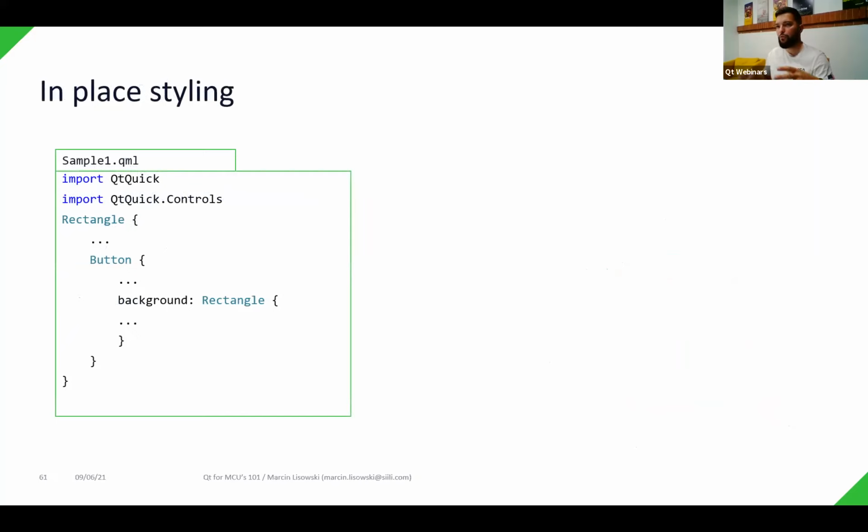And let's look also at some examples. So this is how the in-place styling would look like. You have some kind of QML code that defines some piece of your app, and then you have some button in it, and you are overriding the background property to provide a different appearance for it, and in this case, it's just another rectangle. So your button will become a rectangle with some content in it.